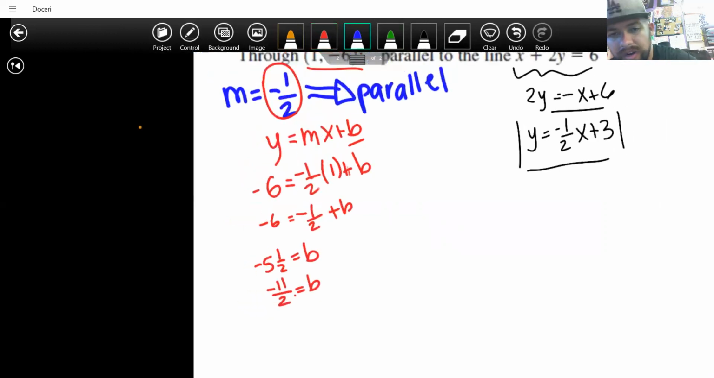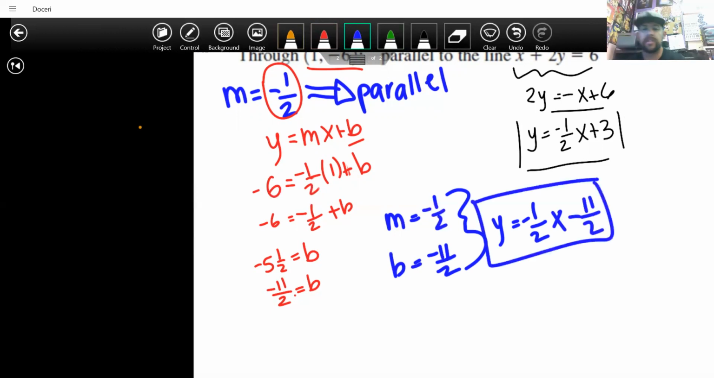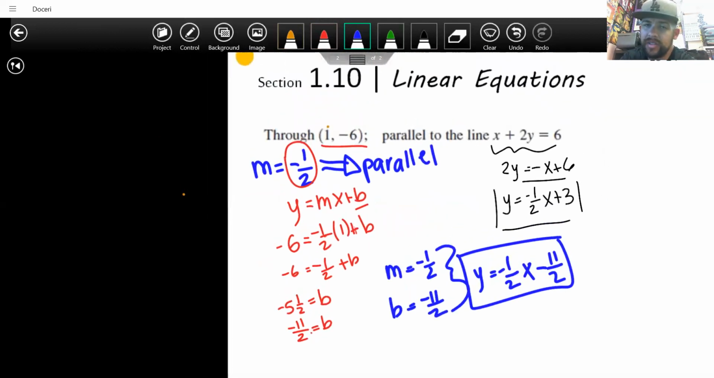If we want to rewrite this, the parallel slope to the original equation is going to be negative 1/2, and b will be equal to negative 11/2. We want to rewrite these in that form. y is equal to negative 1/2 x minus 11/2. Done. That's our equation. So negative 1/2 x minus 11/2 is a line that is parallel to x plus 2y equal to 6, and it goes to the point 1 comma negative 6.